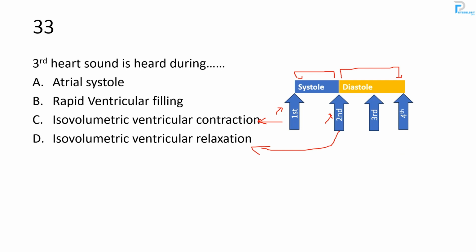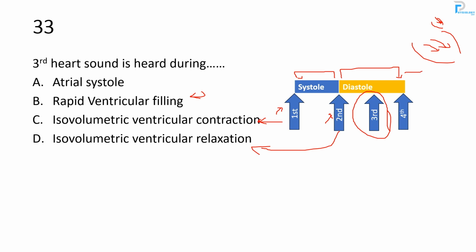So the third heart sound is heard during the rapid ventricular filling, where the blood comes in from the atrium to the ventricle quickly because we have a pressure gradient. Then the fourth heart sound is heard once the atrium contracts to push whatever additional blood is left in the atrium into the ventricle at the late part of the ventricular diastole.